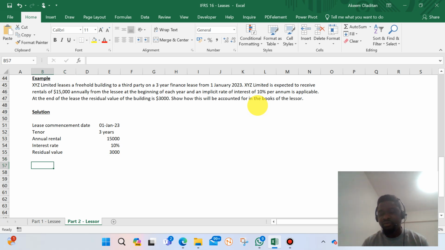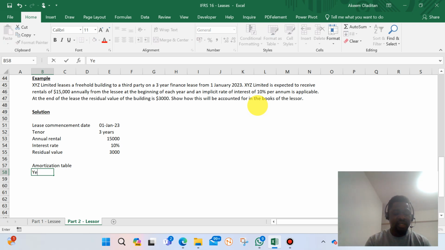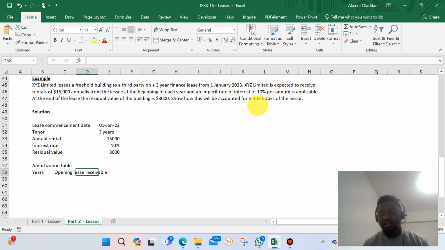So just like what we did before, we need to have what we call an amortization table. We did the same thing under the books of the lessee. So we have the years, we have opening lease receivable. The other one we said opening lease liability. So this one is the lease receivable.